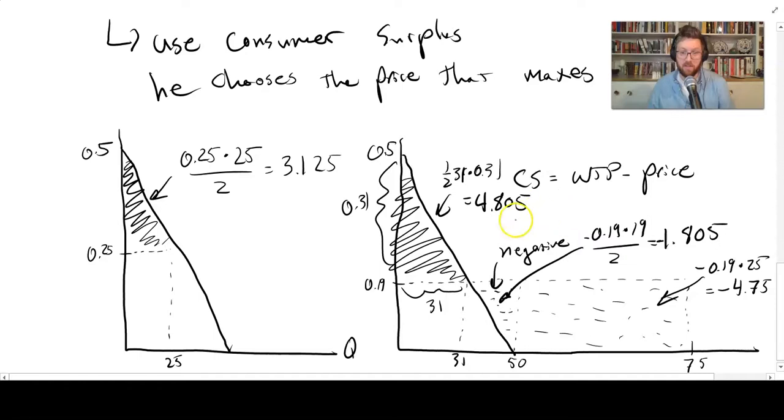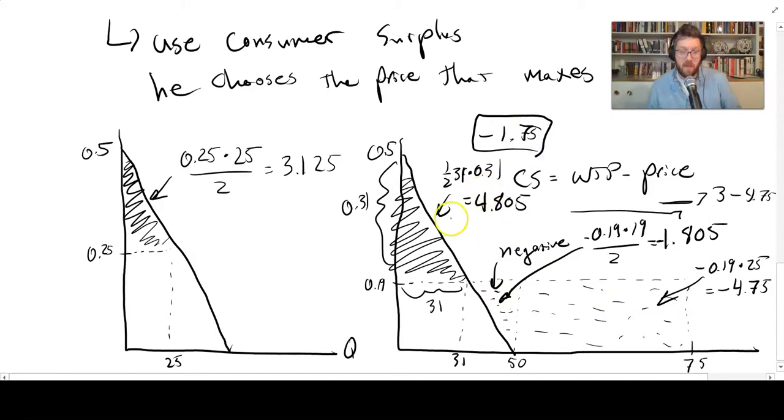So if we add all this together, negative 4.75, negative 1.805, and positive 4.805, it's not going to look good, basically. So 4.805 plus negative 1.805 is 3. And 3 minus 4.75, taken all together, the consumer surplus is negative 1.75. So it's a bad deal, okay? He's not going to want to try and get access to the lower prices by buying more.